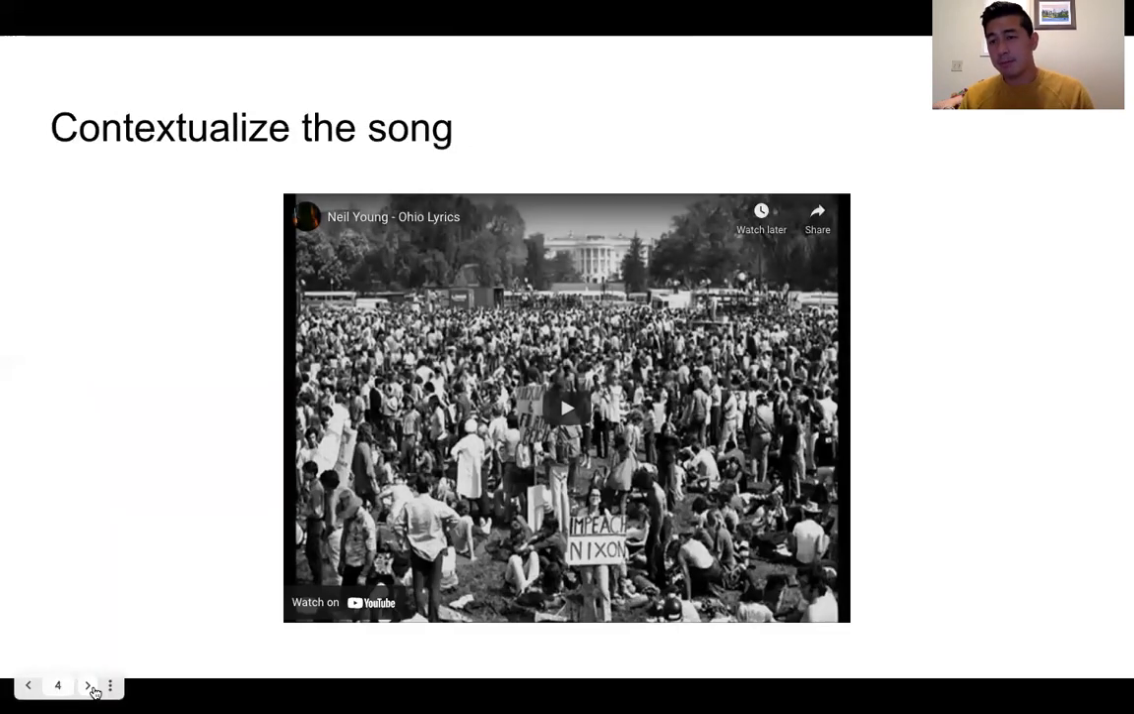So I want you to listen to the song. And a good practice is I want you to give me the background, contextualize it, but as well as give me the purpose. Here we go.